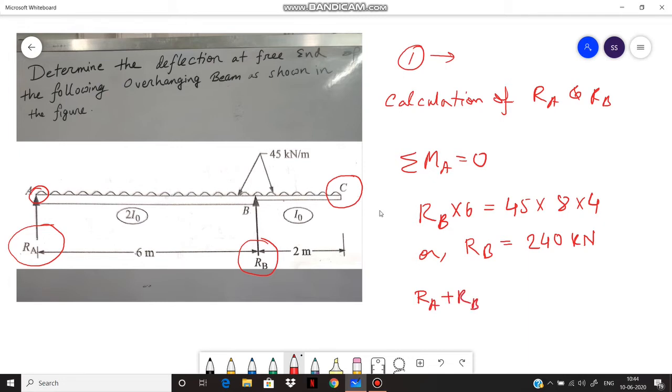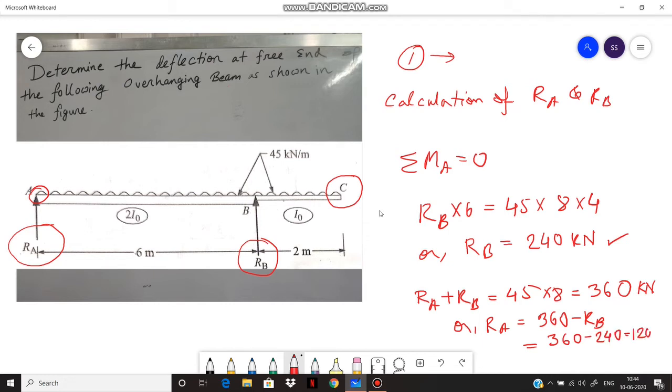Total RA plus RB equals to 45 into 8, that is, we have 360 kilonewton. So we have RA equals to 360 minus RB. As we have already calculated RB, that is 240 kilonewton, we have 360 minus 240. We have 120 kilonewton. So the reaction force at A is 120 kilonewton, and at B the reaction force is 240 kilonewton.